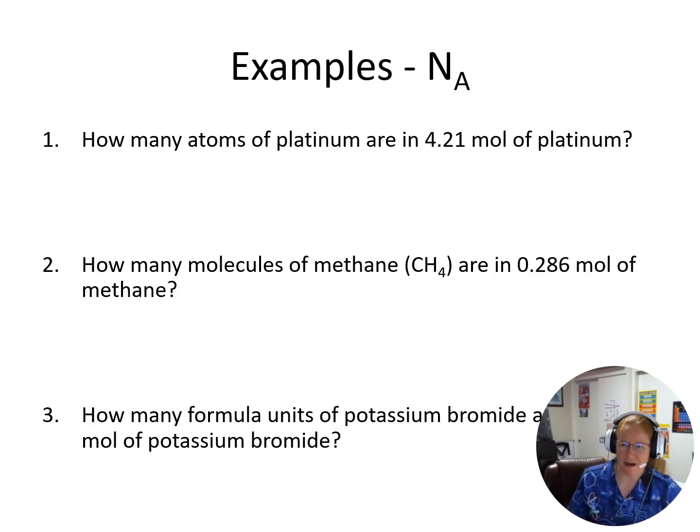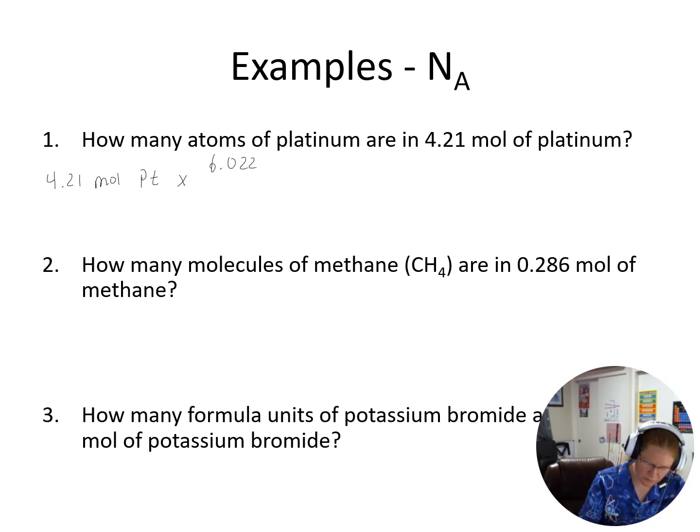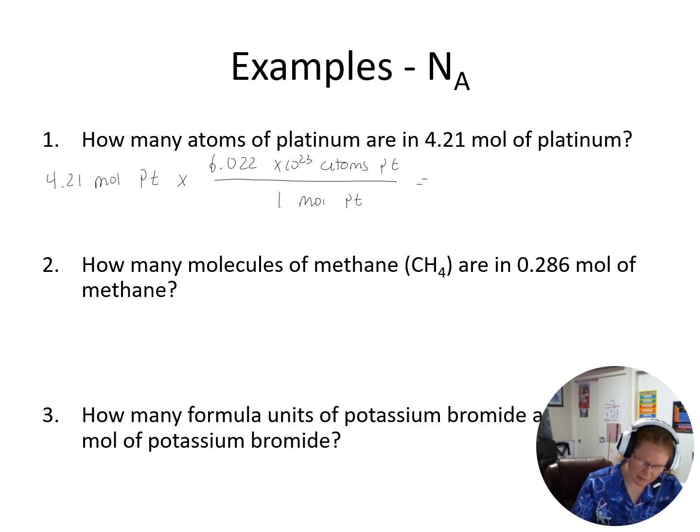All right, so I have 4.21 moles of platinum. How many atoms do I have? So I take my 4.21 moles of platinum times 6.022 times 10 to the 23rd atoms of platinum in 1 mole. Okay, and I'm going to get 2.54 times 10 to the 24th atoms of platinum.